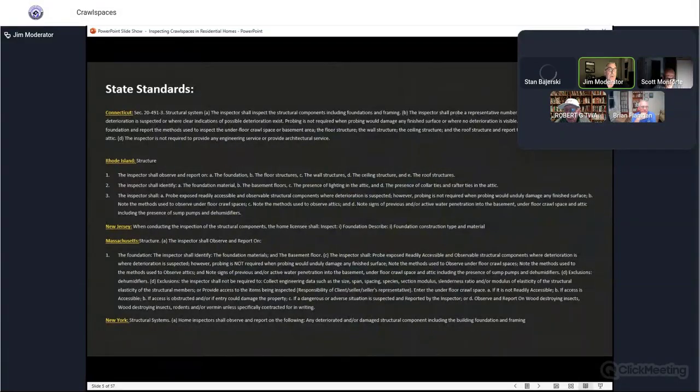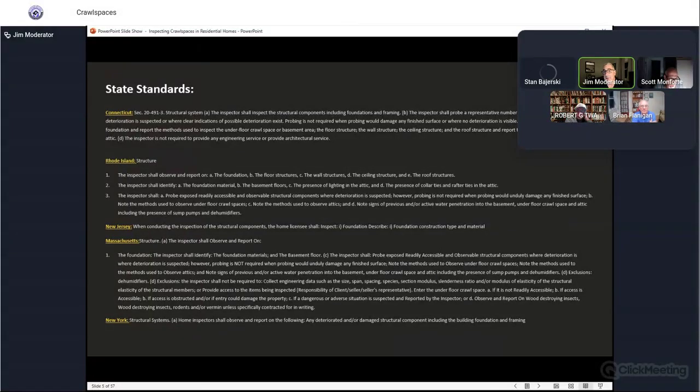So what we have to do in the state of Connecticut, at least, and what we've decided to do moving forward with these webinars is to go over state standards. And I'm not going to read these completely, but in Connecticut, the inspector shall inspect the structural components of the building, foundations, and framing. The inspector shall probe a representative number of structural components where deterioration is suspected or where clear indication of possible deterioration exists. Probing is not required when probing would damage any finished surface or no deterioration is visible.